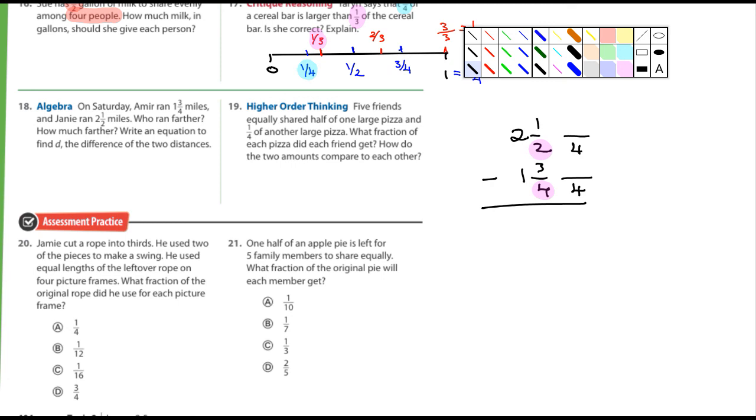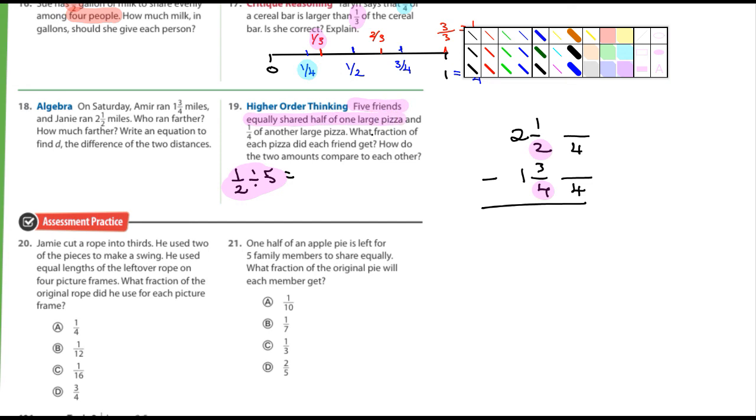5 friends equally share half of one large pizza and 1/4 of another large pizza. What fraction of each pizza did each friend get? And how do the two amounts compare to each other? Well, first off, let's deal with the 5 friends, and they equally share half of one large pizza. So that's 1/2 divided by the 5 friends equals something. And then I'm going to highlight that in pink. That's 5 friends equally share half of one large pizza.